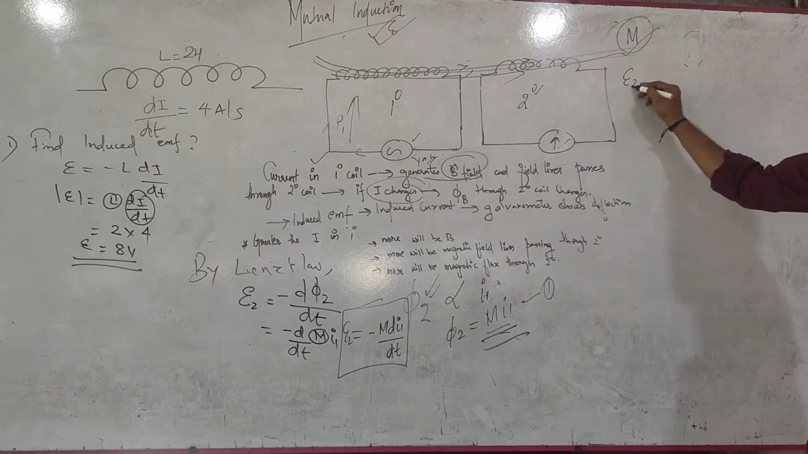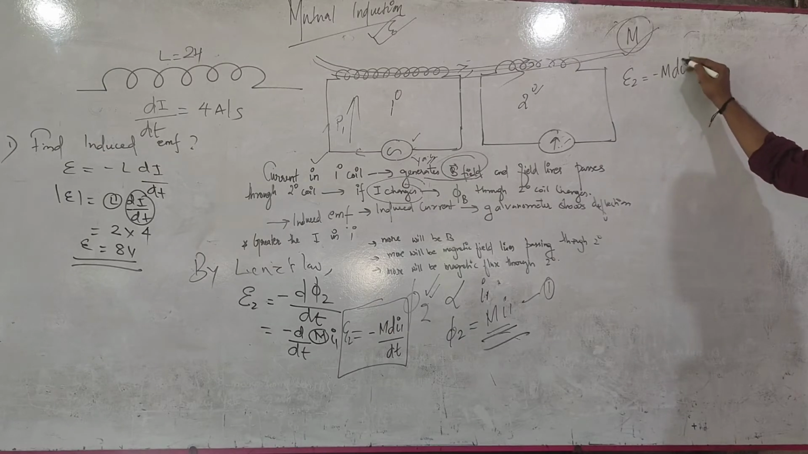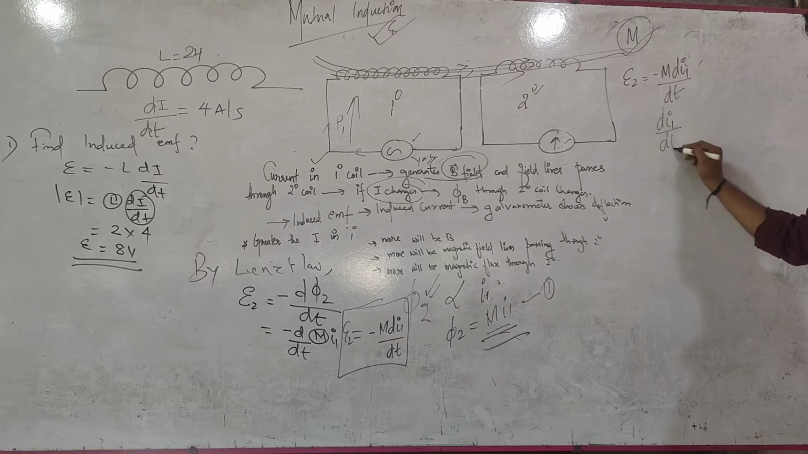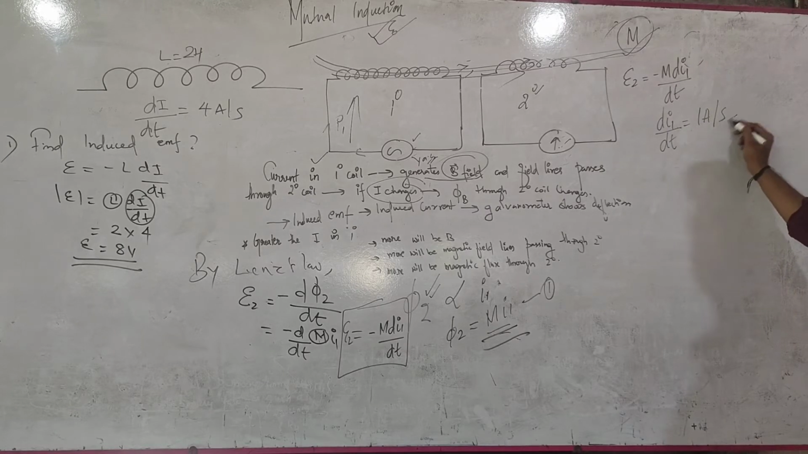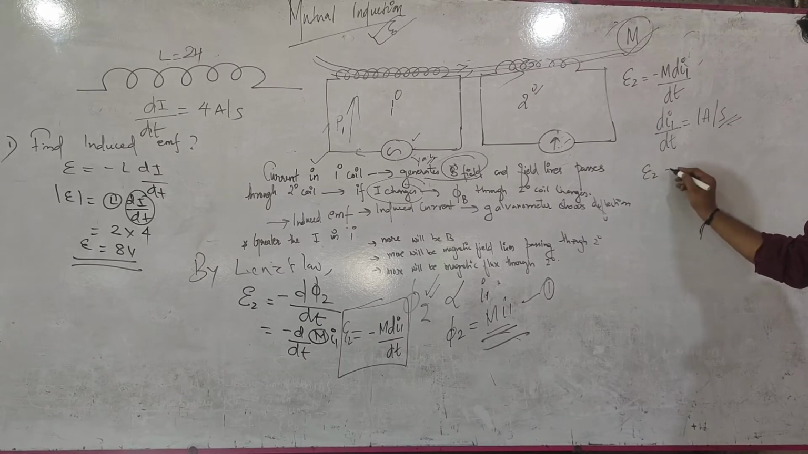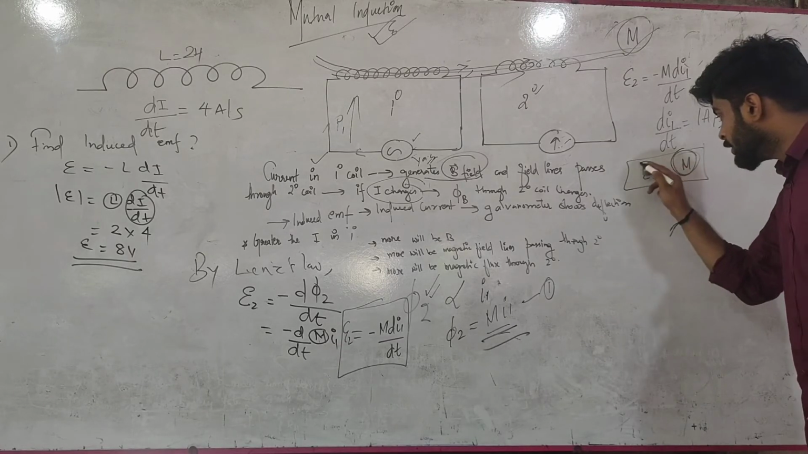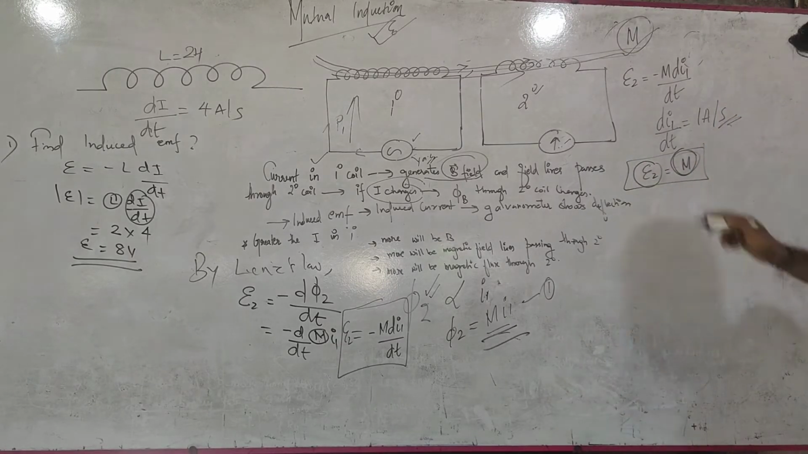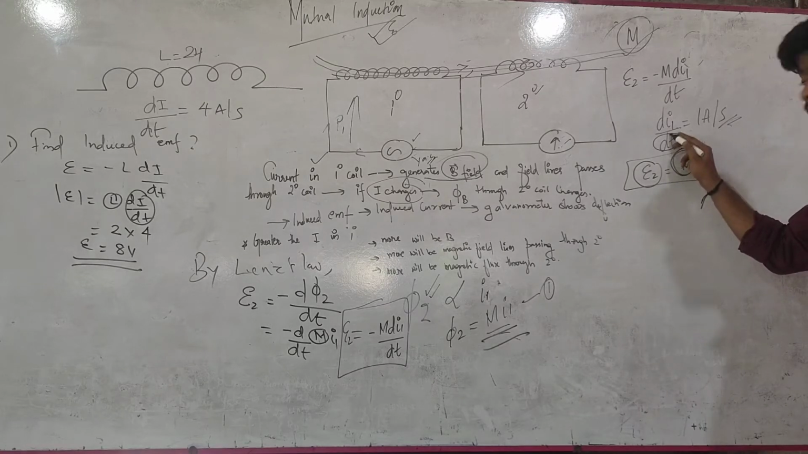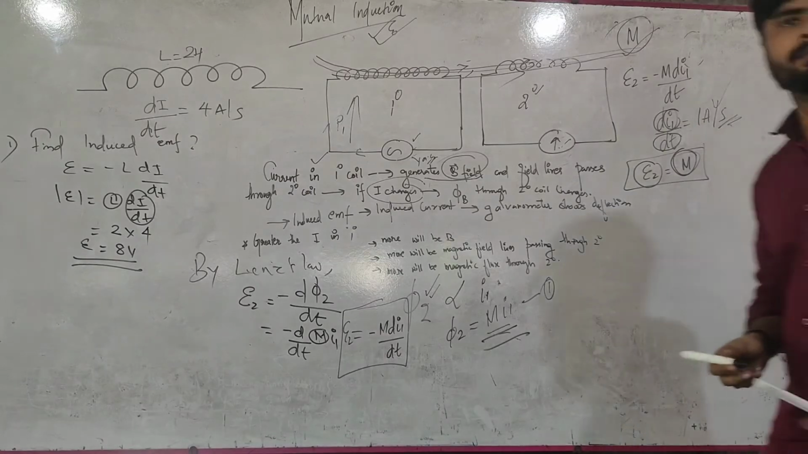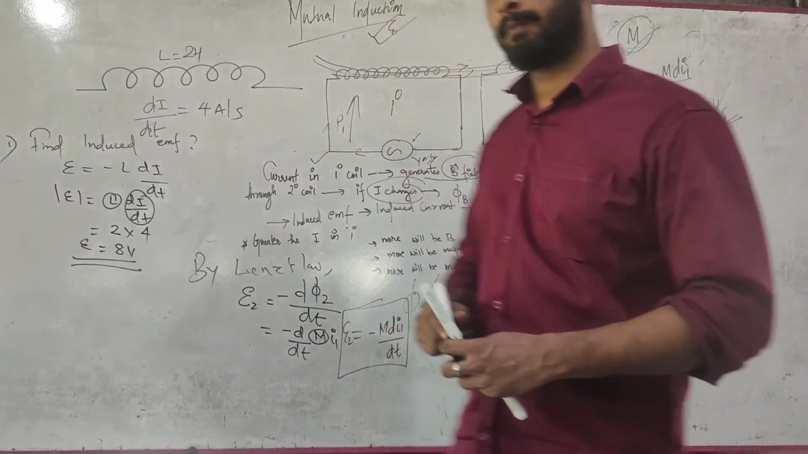Since I have got E2 is equal to minus M di1 by dt, I have to make di1 by dt equal to 1 ampere per second. So I will get E2 is equal to M. Clear? So mutual inductance will be numerically equal to the induced EMF in the secondary coil when the rate of change of current in the primary coil is 1 ampere per second. This is how you have to define it.